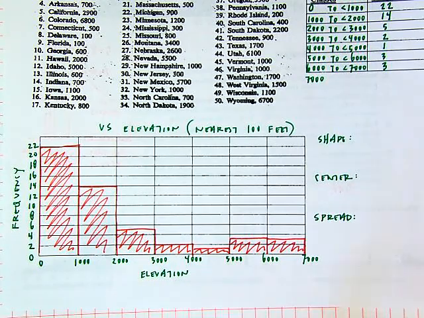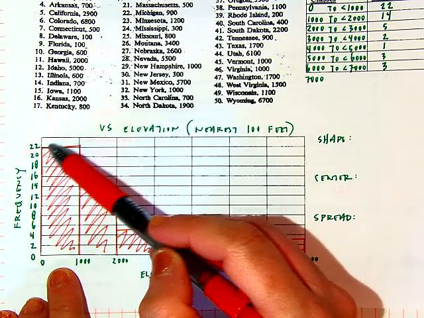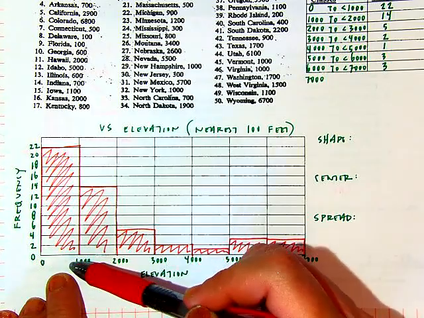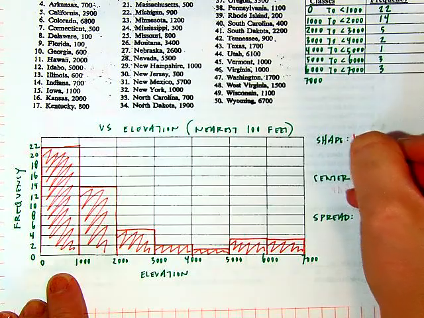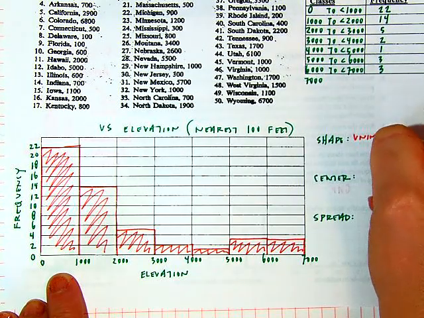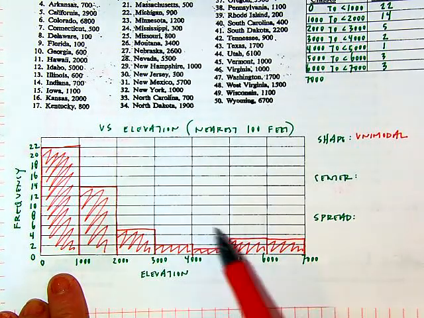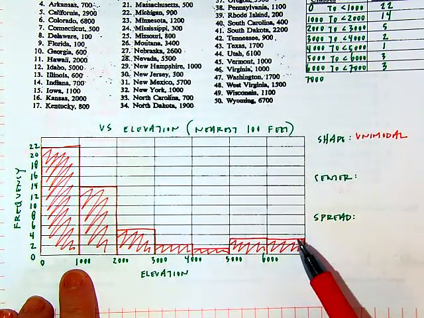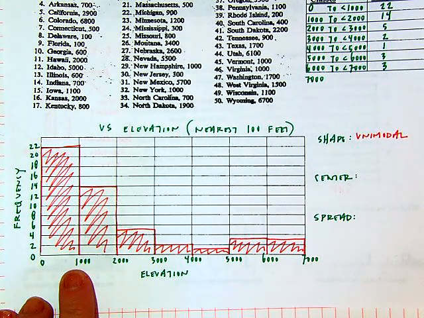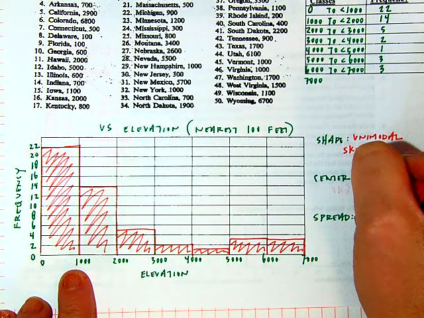What really stands out to me in terms of the shape is that I see one place where there's a concentration of data, right? Because I have 22 states that have these low elevations between 0 to just under 1,000. So I would say unimodal. I would also throw in that there's a nice little skew to the right. I see a lot of states with low elevations, then it tapers off towards the right. The direction that the tail leads you is the direction that it is skewed in. So skewed to the right.